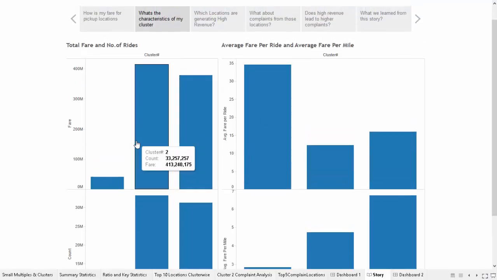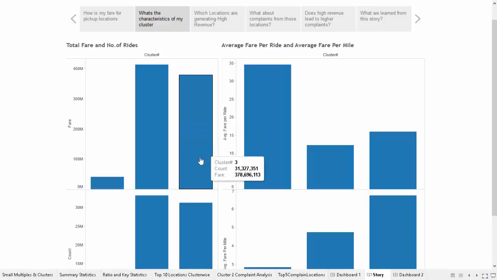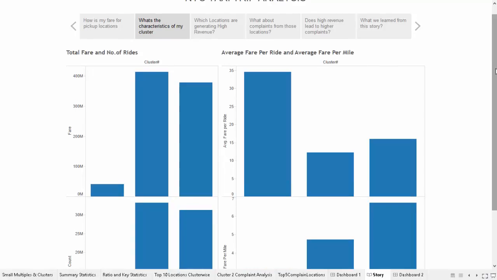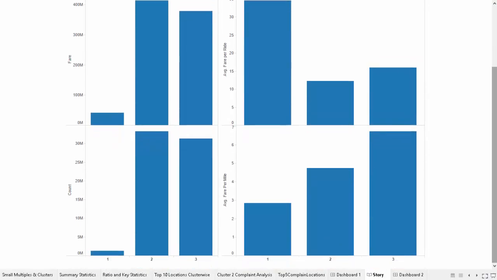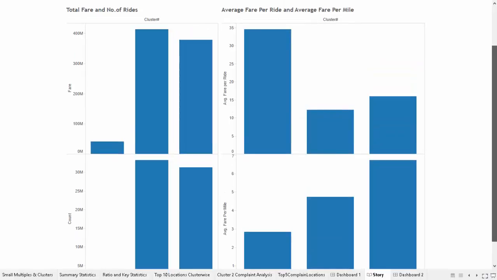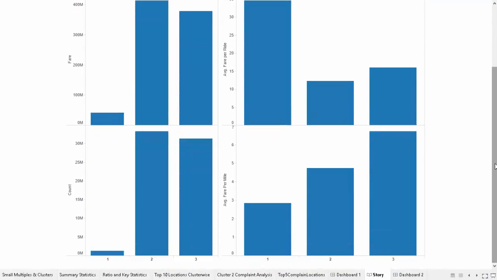When it comes to the fare, cluster 2 is generating the maximum amount of income for the company, followed by cluster 3. Cluster 1 is generating very little income. Let's have a look at the average fare per ride and the average fare per mile. When it comes to the average fare per ride, cluster 1 is doing quite well. Also, when it comes to the average fare per mile, cluster 3 is doing well.